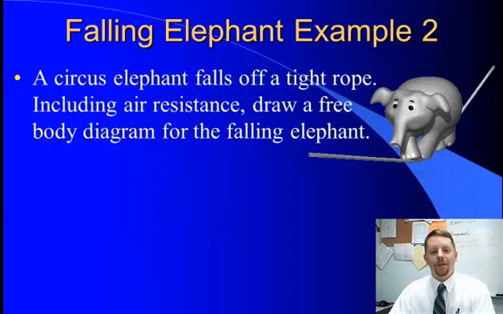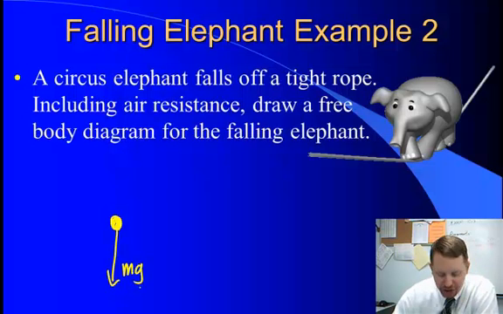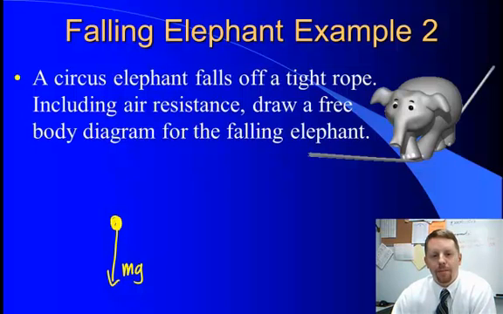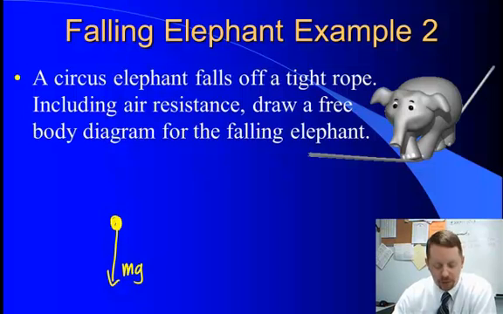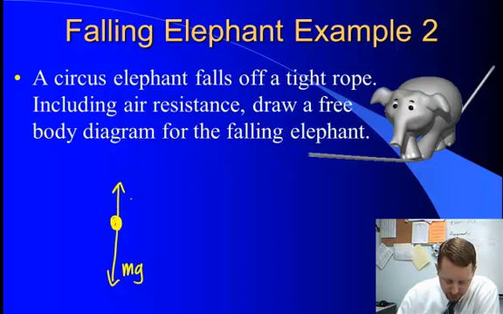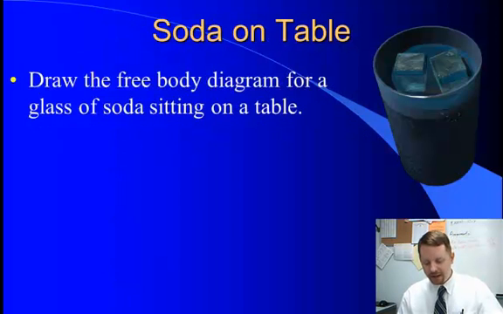Let's take another example. Our poor elephant again falls off the tightrope, but now we're going to include air resistance while the elephant's in the air. Once again, our elephant is a dot. We have the force of gravity, mg, acting on our elephant, down of course, and air resistance is a type of friction. It opposes the motion of an object. So as the elephant is falling down, air resistance must point up. It's actually going to slow the elephant down. So we'll draw another arrow, another vector, and label it FA for air resistance. That easy.